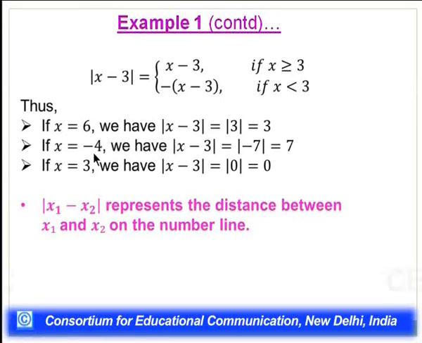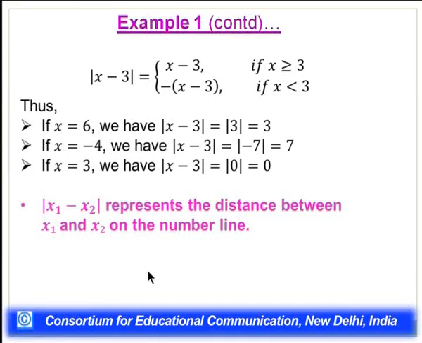Similarly, if x is equal to minus 4, then you can again visualize that the distance between -4 and 3 would be 7 units. They'll be 7 units apart, and that is exactly what you get when you take the absolute value of x minus 3. If I put x equal to -4, then -4 minus 3 is equal to -7, and the absolute value of -7 is 7. Finally, if x is equal to 3, then the modulus, the absolute value of x minus 3, is equal to 0, which indicates a 0 distance from the number 3.